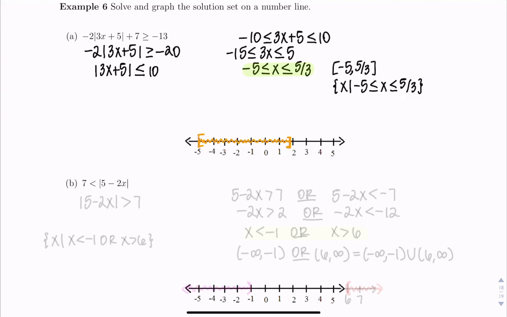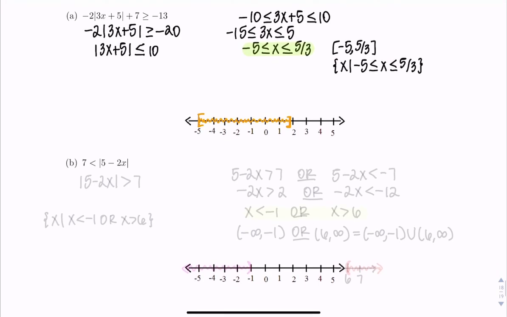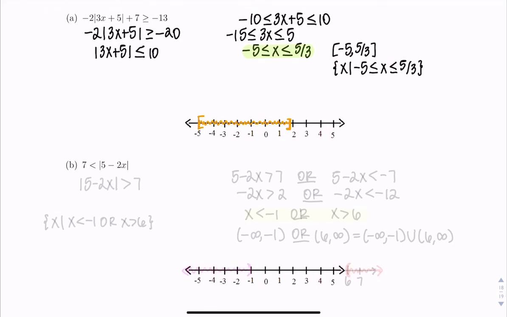So go ahead and pause the video and try 6B for yourself. Okay. So first thing is you want to have that absolute value on the left-hand side of the inequality symbol. So let's flip the sides and flip the sign. So we have the absolute value of 5 minus 2x is greater than 7.